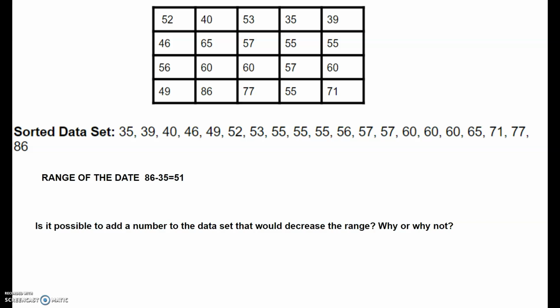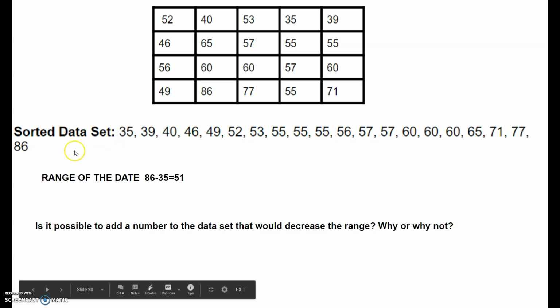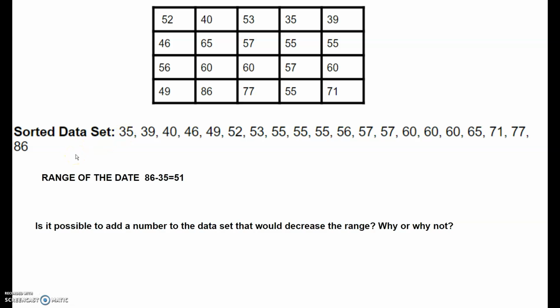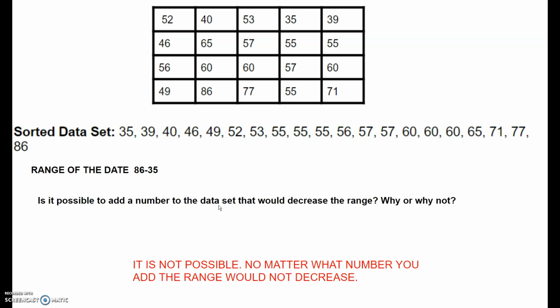Alrighty, so is it possible to add a number to the data set that would decrease the range? Well, the data set is all of these numbers here. So if I add any number to this data set, will my range be smaller than 51? I can add any number I think about and my range actually would not decrease, because if I change my minimum and my maximum, most likely that range will actually increase. It would get bigger. So if I change those numbers or add any numbers in between, it will either increase or not change. So no, it is not possible. No matter what number you add, your range will not decrease. This is something that's super important and I would write down.